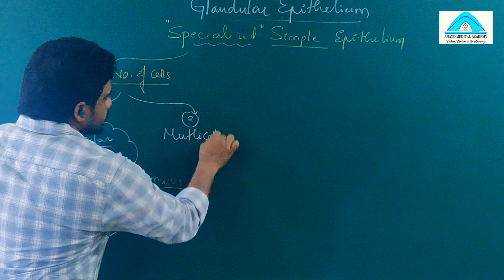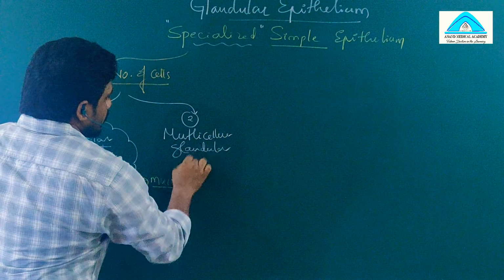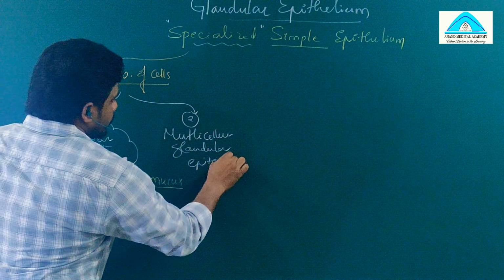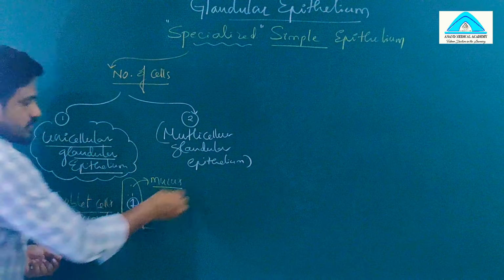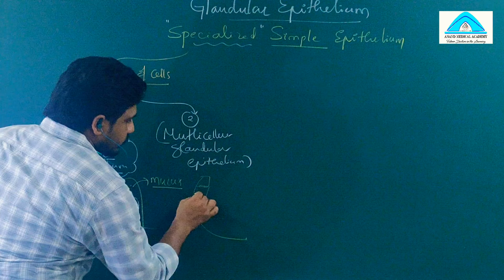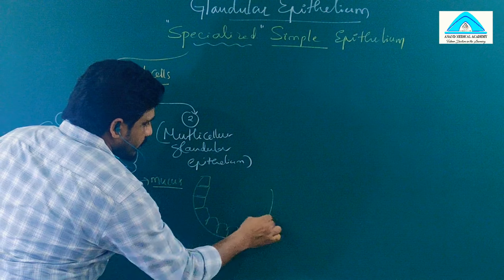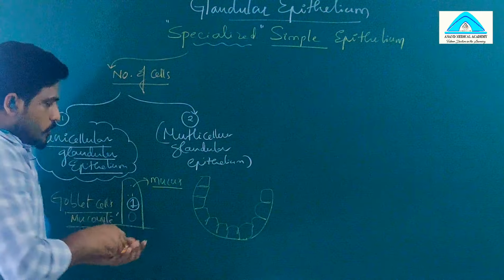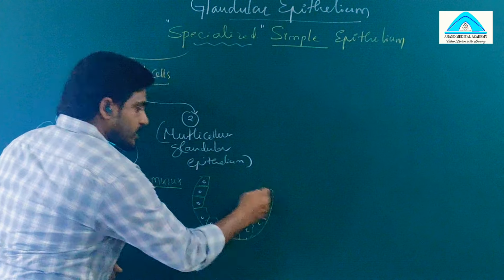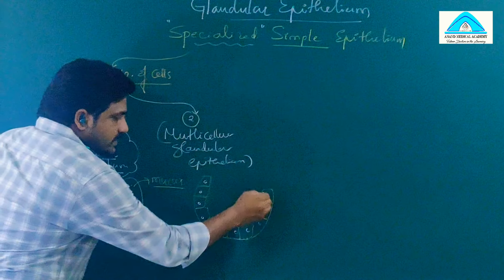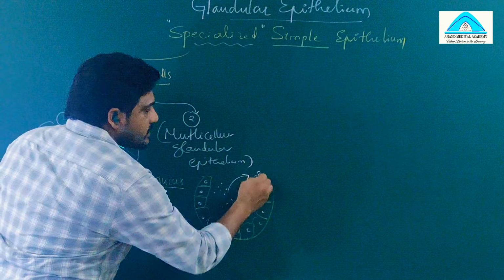On the other hand, multicellular glandular epithelium we have to discuss. Multicellular, it seems, suppose here one cell is there, 2, 3, 4, 5, 6, 7, 8, 9, 10, 11, more than one. So many cells are there. All these are cuboidal cells maybe, or columnar cells, whatever. So all these cells together give some chemicals. This chemical is nothing but a secretion.